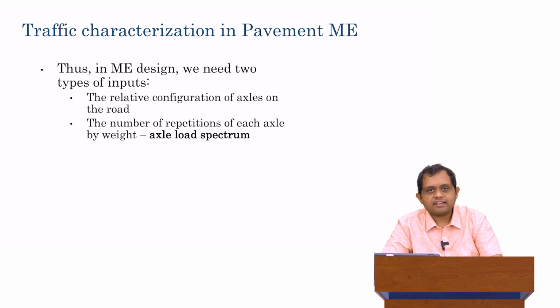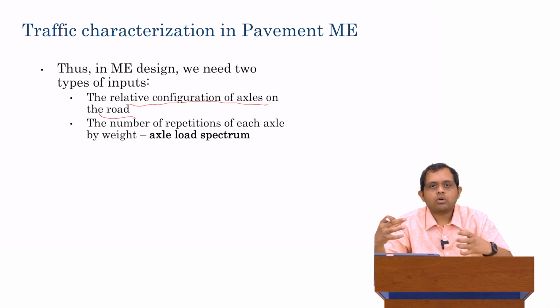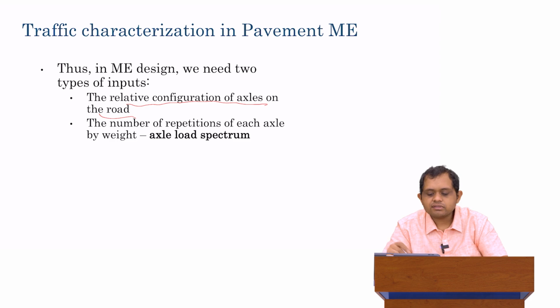Okay, in mechanistic empirical design, when we are trying to characterize traffic, we really need to know two values. Firstly, we need to know the relative configuration of axles on the road. I'll formally define what these configurations are in a minute, but we need to know spatially what is the shape and what is the size of these axles. And we also need to know the number of repetitions of each axle by weight. That is, how many 80 kilonewton axles do I have, how many 90, how many 100, etc. I need to know the number of axles.